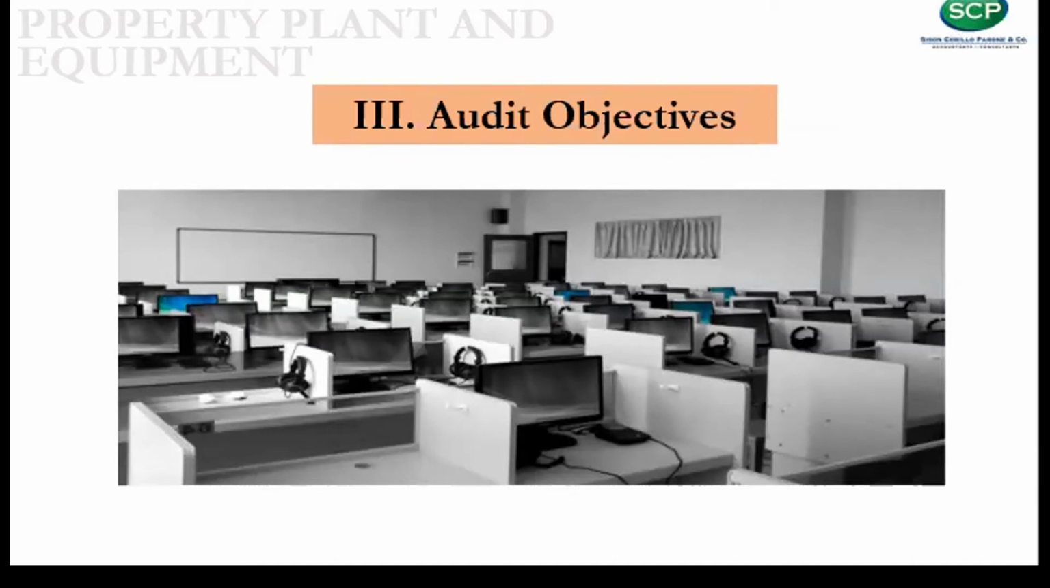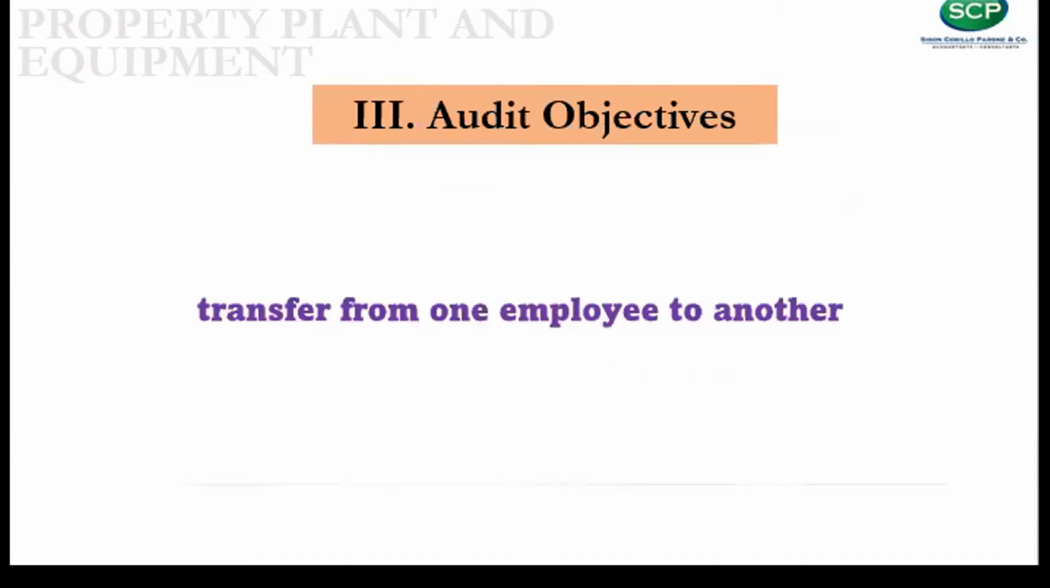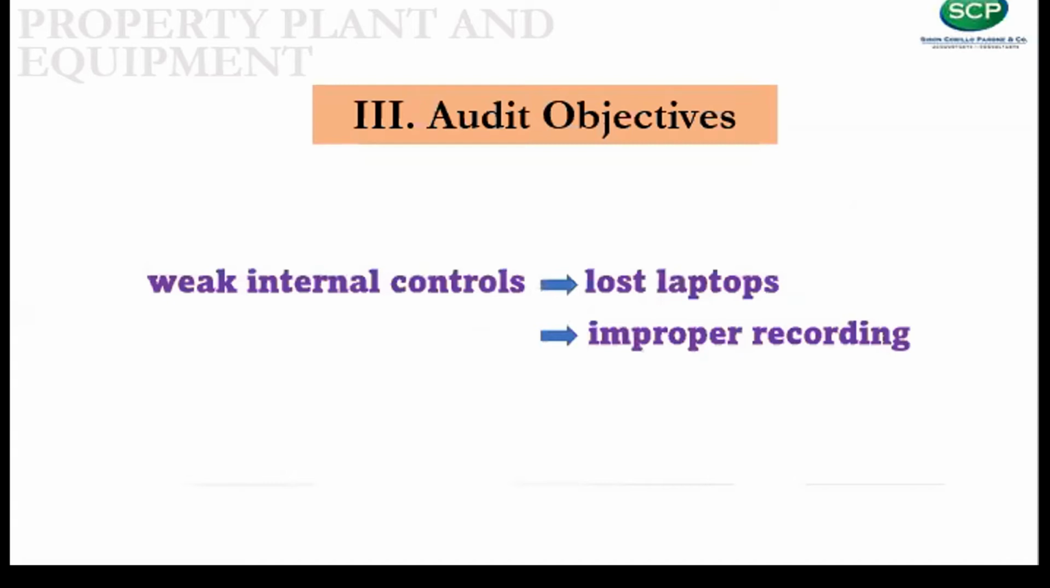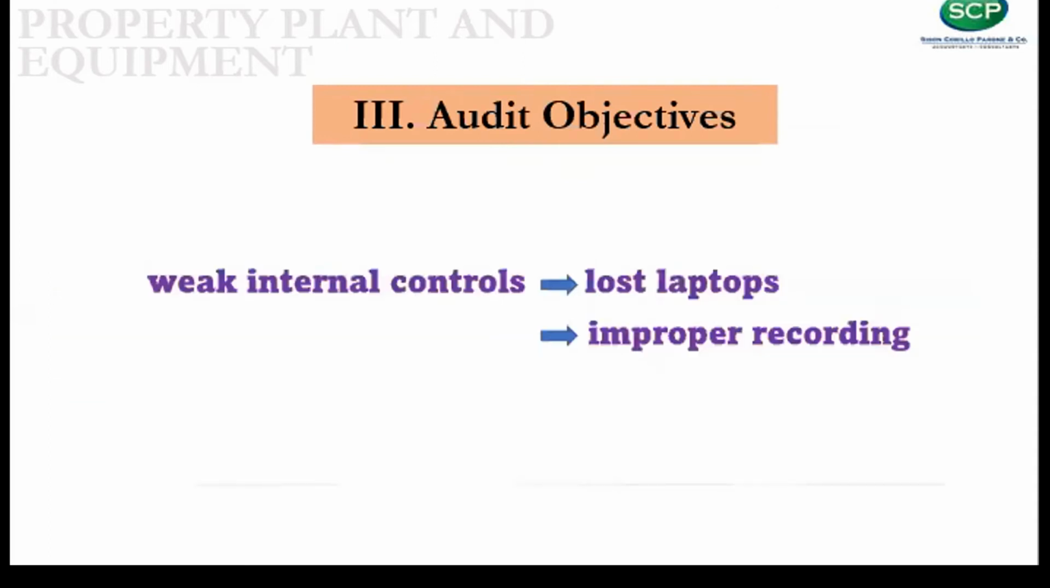Aside from a large number of laptops and the frequency of replacing such laptops, these computers can also transfer from one employee to another employee or from one division to another division of the professional firm. Accordingly, if the professional firm does not have strong internal controls in place to monitor all the laptops, including their record keeping, then some laptops may get lost or improperly recorded without the management noticing the same.